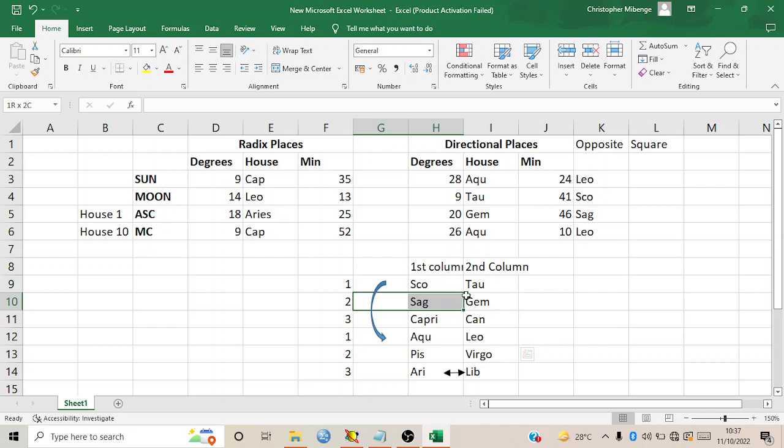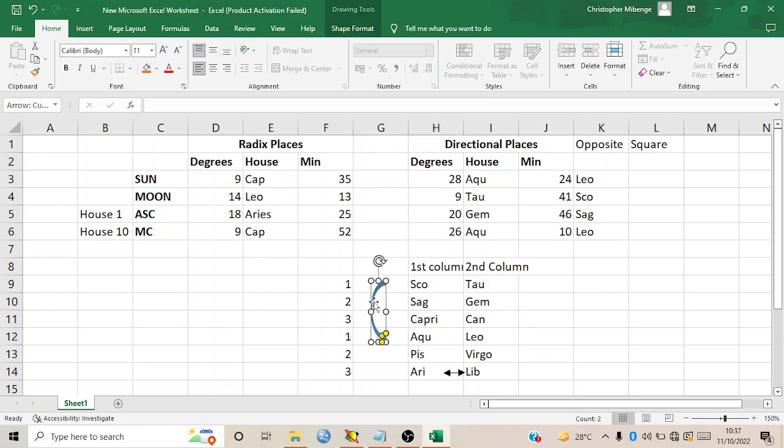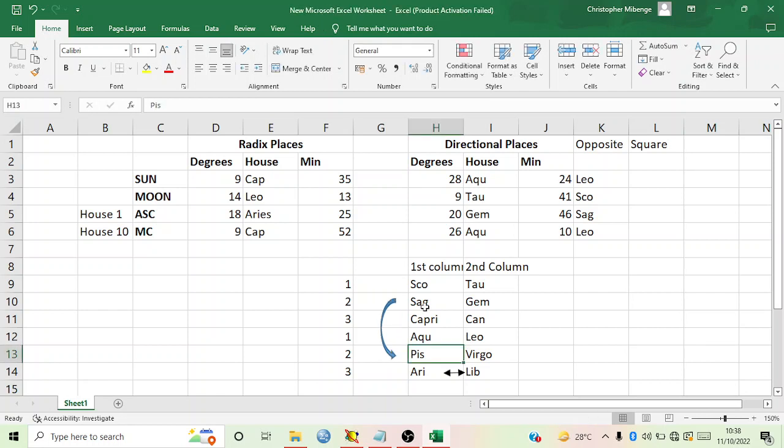On the 2 here, Sagittarius is square, 2 is square to 2. So Sagittarius is square to Pisces as well as to Gemini. So Sagittarius and Gemini, both of them are square to these two houses, Pisces and Virgo. And then of course 3 to 3. So Capricorn and Cancer are square to Aries and Libra as well.